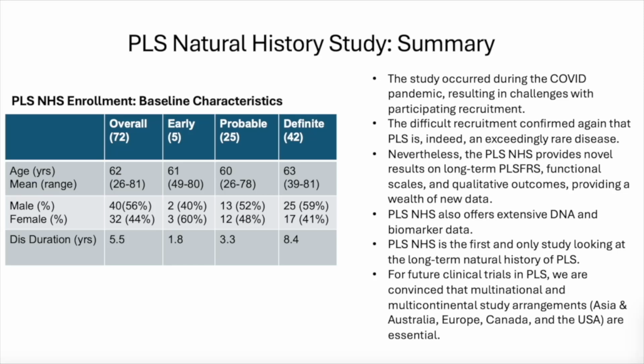we are convinced that a multinational, multi-continental study arrangement is essential because the United States is so big, and we struggled and collected this kind of case. We have to work together, European, Australian, Asian, and all those people together, and we have to get the proper numbers. We will hear how many patients we need if we do clinical trials. So that's it. Thank you very much.